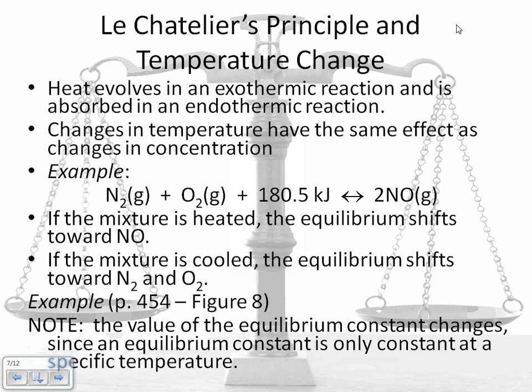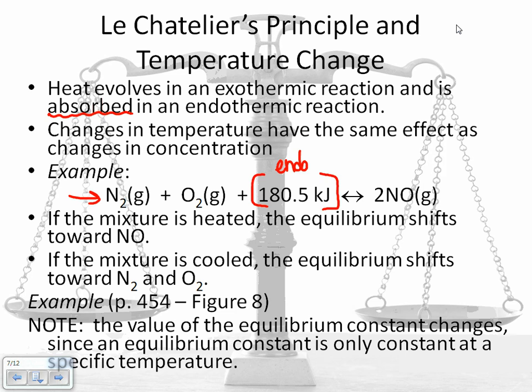It says here, changes in temperature will have the same effect as changes in concentration. So I've given you this example here with N2 and O2. And I've got this adding heat here. Now because I'm adding heat in at the beginning, that heat is getting absorbed by the system in order to make my products. That means whenever you see energy in the reactant side, it means it's endothermic. If I wrote 180.5 over on my product side, that would mean it's exothermic because that heat or that energy is being released in the products. So here we have an endothermic reaction.